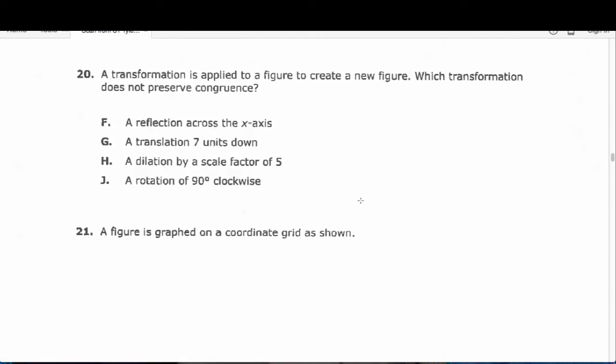Question 20. A transformation is applied to a figure to create a new figure. Which transformation does not preserve congruency? F. A reflection across the x-axis. G. A translation 7 units down. H. A dilation by a scale factor of 5. J. A rotation of 90 degrees clockwise.